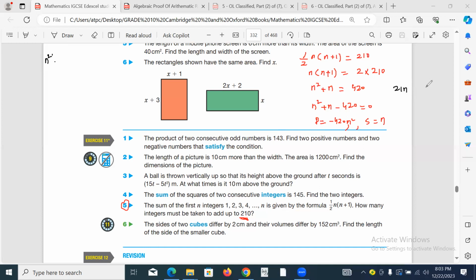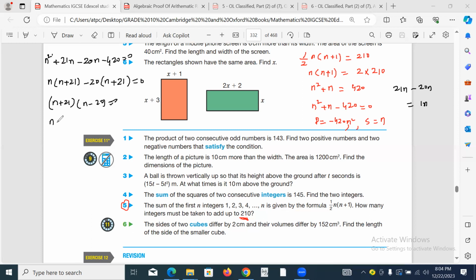So 21n must be positive, okay? Negative 20n, that gives us 1n. So here I would say 21n, negative 20n, and lastly we have negative 420 equals 0. So first I take common in the first part, it is n plus 21 and negative 20. So here we have n plus 21 again, because 420 divided by 20 gives us 21. You can check in calculator as well. So n plus 21 and n minus 20 equals 0.